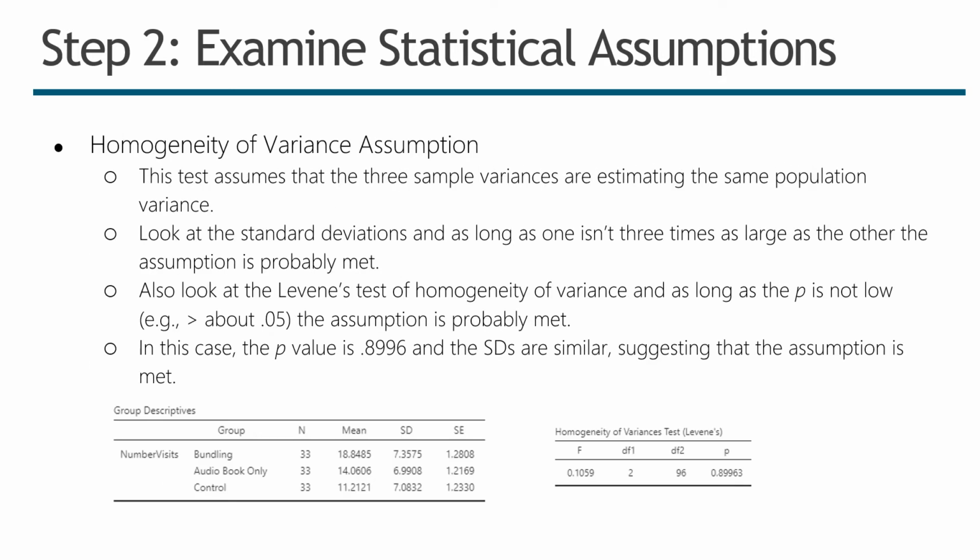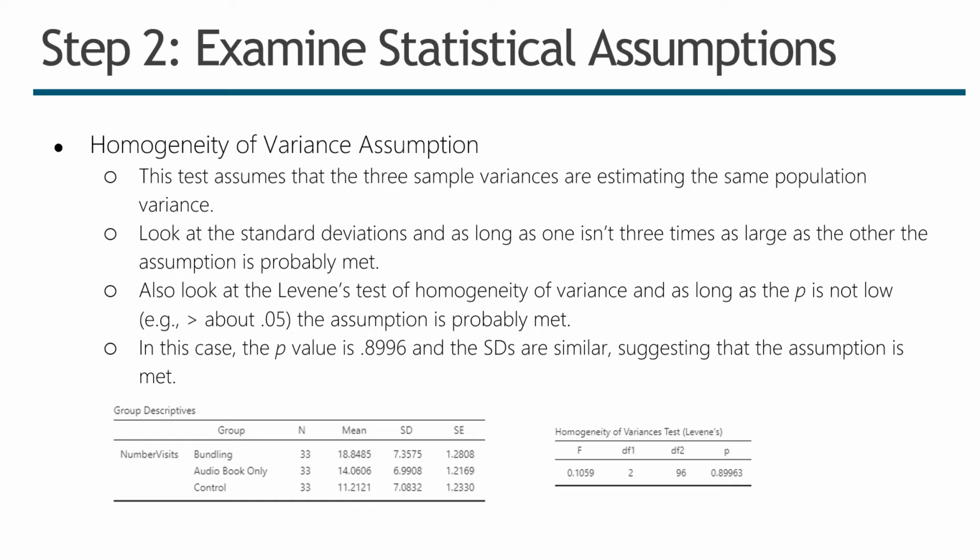Our last assumption is the homogeneity of variance assumption. And this assumes that the three sample variances are estimating the same population variance. So to determine if this assumption is met, what we're looking at is the standard deviation for each group. And so you can see in the table below under group descriptives, the standard deviations for our groups are 7.36, 6.99, and 7.08. So as long as one of them is not like 3 times as large as the other, this assumption is probably met.